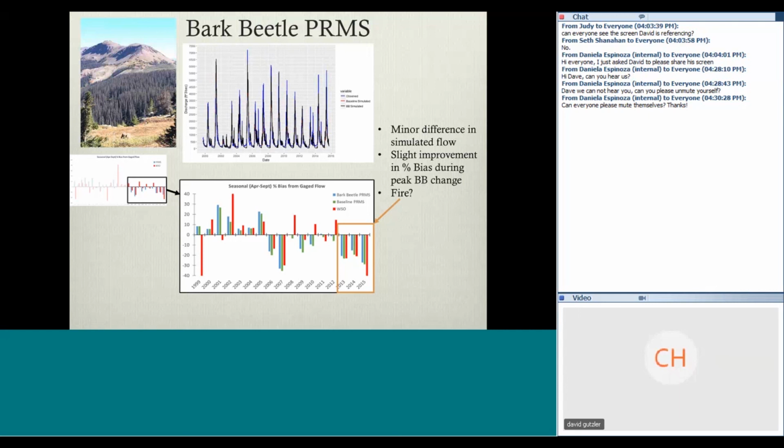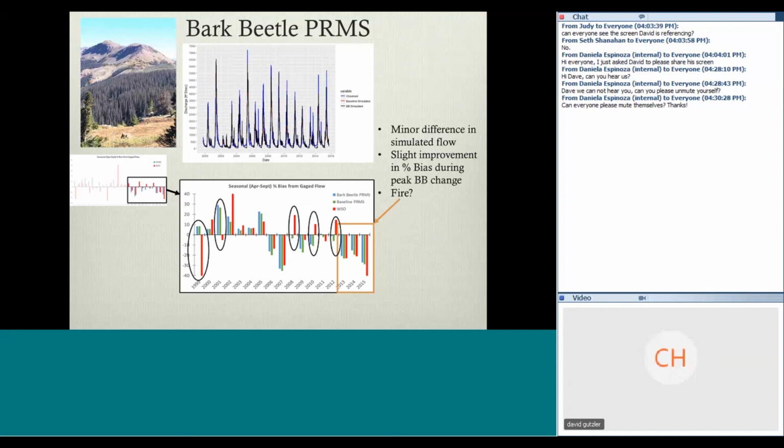And so the next thing we're looking at is the fire impacts. You can see at those last 3 years, the 2013 fire, both the water supply outlook and PRMS models show systematic under-prediction in flow through that period.